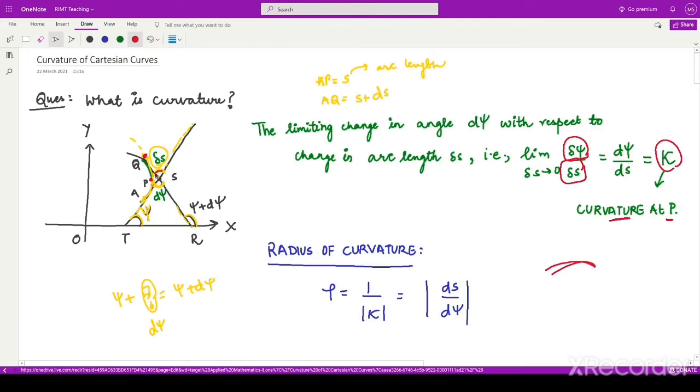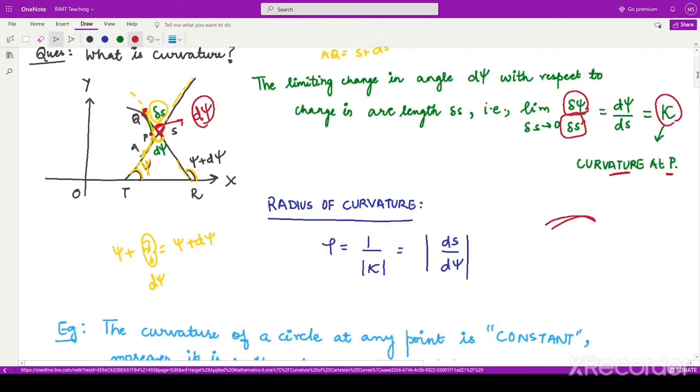So what is this angle? This angle was d psi. This is the angle which this tangent and this tangent make with each other. So whatever the change in this angle with respect to the changing arc length, that is the curvature. And how can we calculate the radius of curvature? It is calculated by taking the reciprocal of this curvature. So it is 1 by modulus of kappa. You can substitute the value of kappa here, so it would be d psi by ds, and it will be reciprocated.